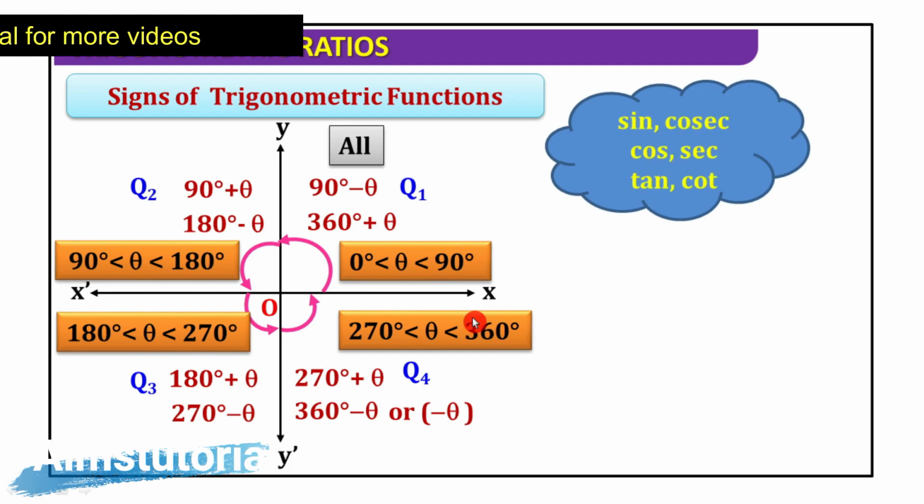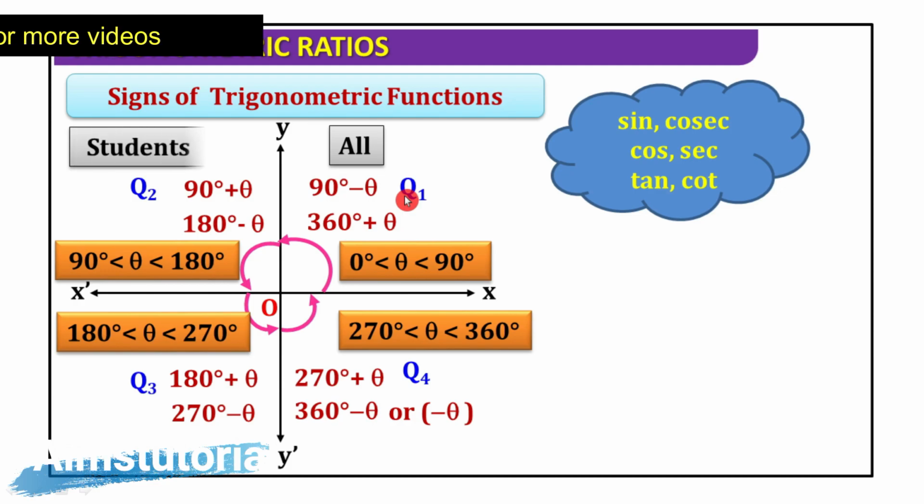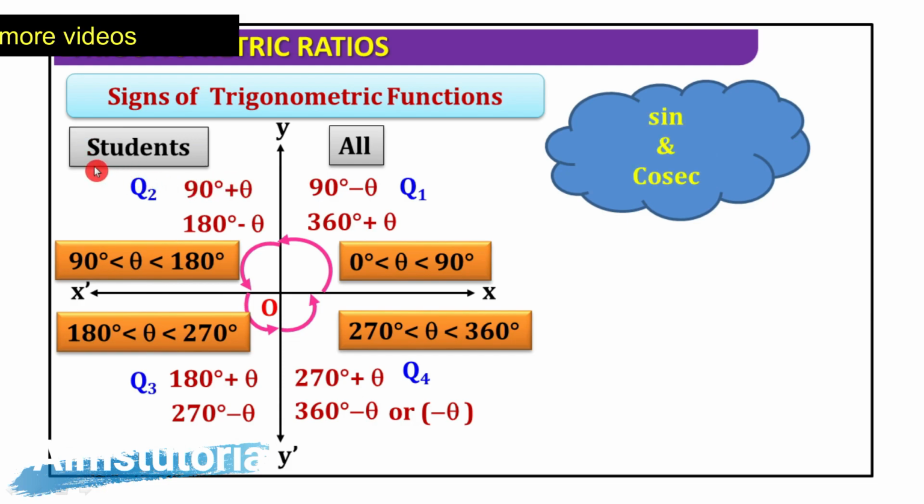All means we have 6 ratios: sine, cosec, cos, secant, tan, cot. In the first quadrant all the 6 ratios will have positive sign. In the second quadrant, S means the first letter is S. S means sine and cosec. These 2 ratios will have positive sign, remaining 4 are negative.